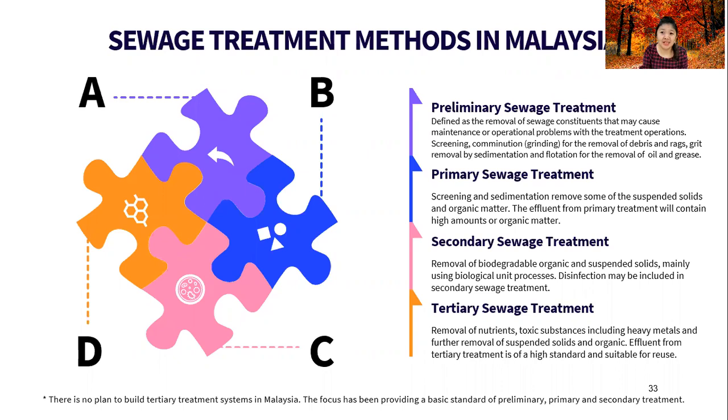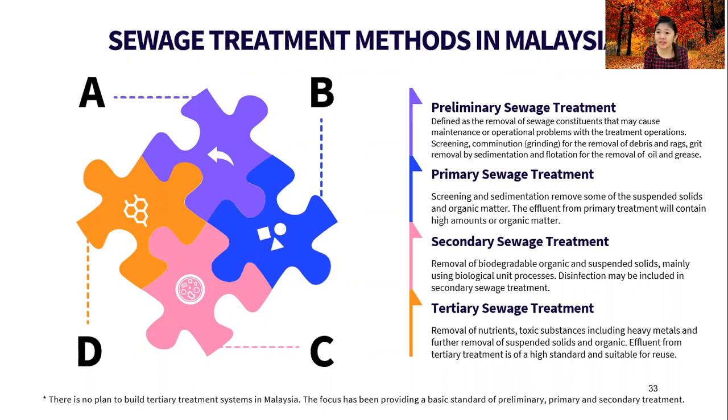So that one is more to the general, and now we're going into the sewage treatment methods in Malaysia. In Malaysia, we have preliminary, we have primary, we have secondary, and then we have the tertiary.